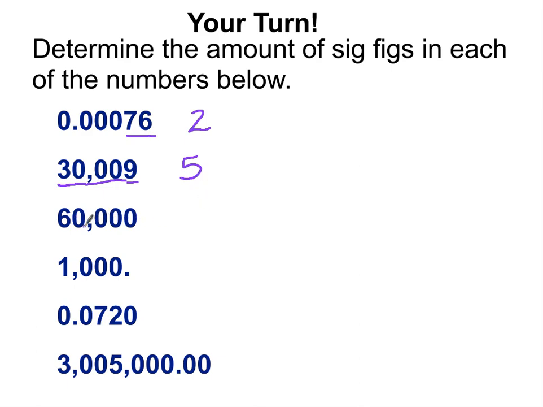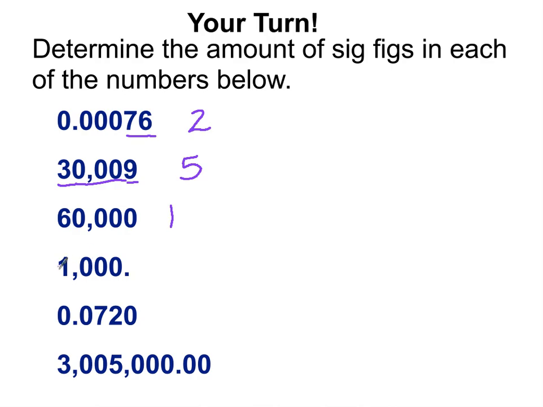Our next one, 60,000. Do you see a decimal in this question? Yeah, me neither. Which means that because there's no decimal, none of these zeros are significant. So this number here only has 1 significant digit.